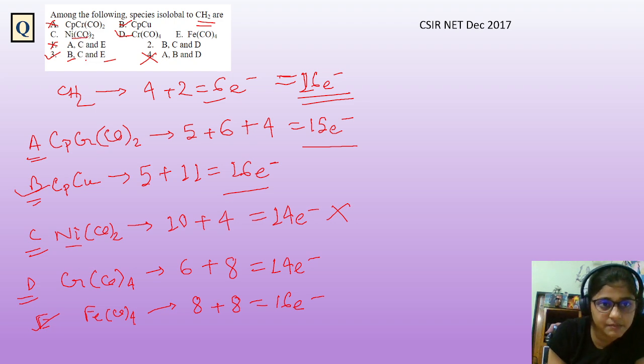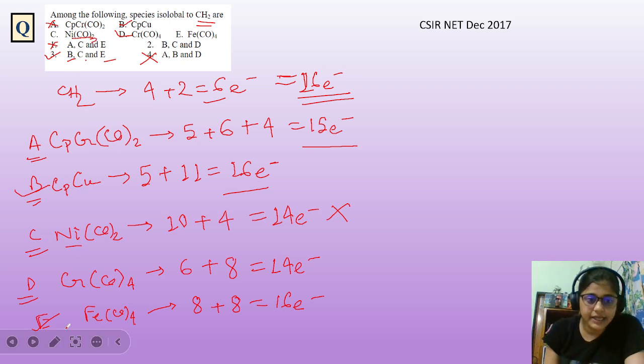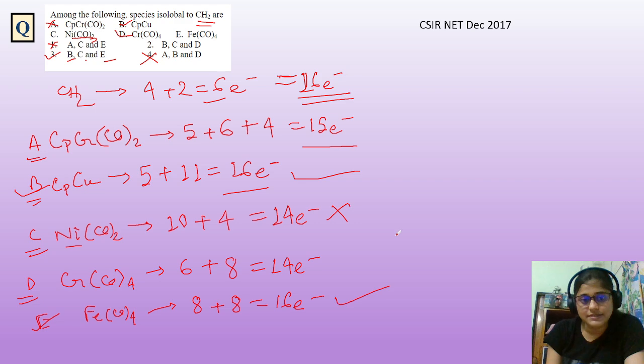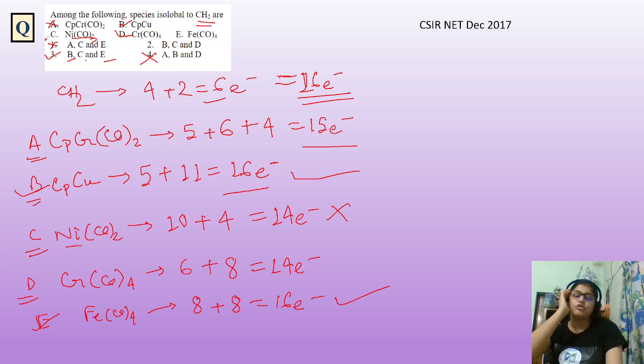I think here they have made some mistake. This will be Ni(CO)3, I think. Okay. So B and E, you can see this is 8, 8, 16, right? And the other one was CpCu, 11 plus 5. Okay. So you can see this is correct. So from this also we can say this third one is correct. Okay. So that's all.